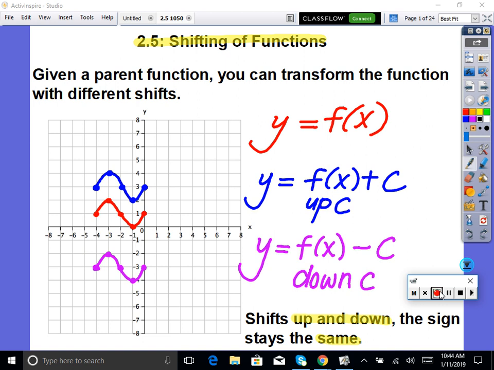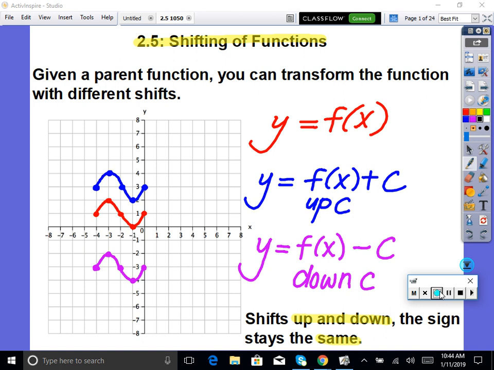Here's the thing, though. 1050 has an additional shift of functions that we've never seen before, so it is going to be a little bit more involved. But it's still pretty basic, as long as you understand how shifting of functions works. Okay, so given a parent function, you can transform and move the function around with different shifts.